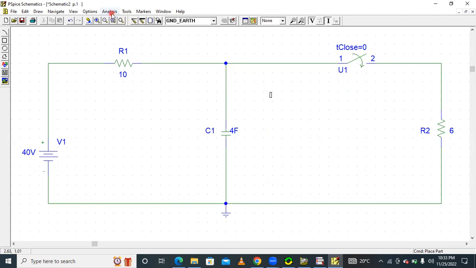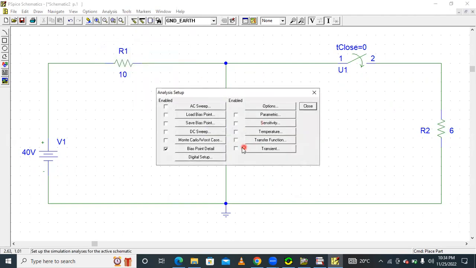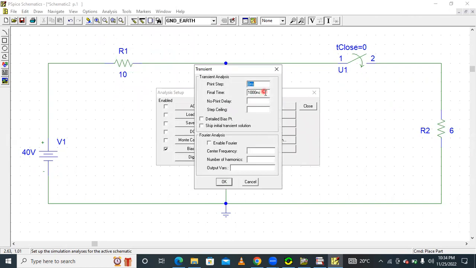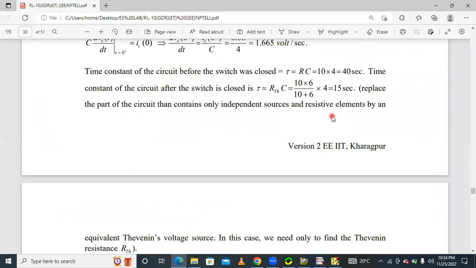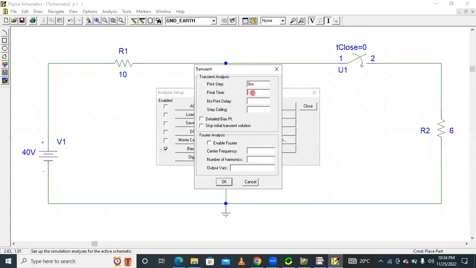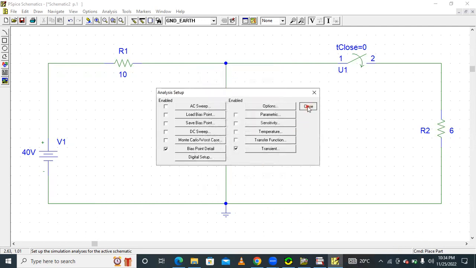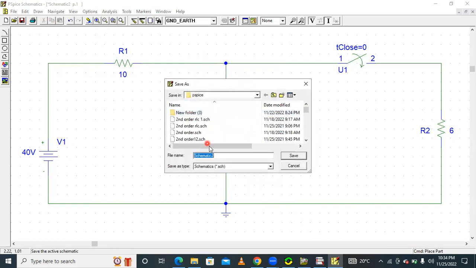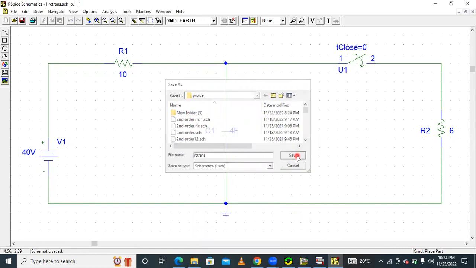So go to analysis, setup, enable transient. Before going to that, what is the time constant of the circuit? Take 50 seconds, for example, the final time is 50 seconds. Then okay, save as RC transient.